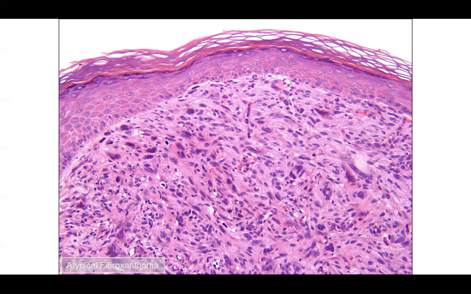If it goes down deep into the subcutaneous fat and there's areas of necrosis and it's more infiltrative, then you're dealing more with a pleomorphic dermal sarcoma. There are some genetic separations between atypical fibroxanthoma and pleomorphic dermal sarcoma, but at the end of the day, it comes down to really the infiltrative growth pattern.